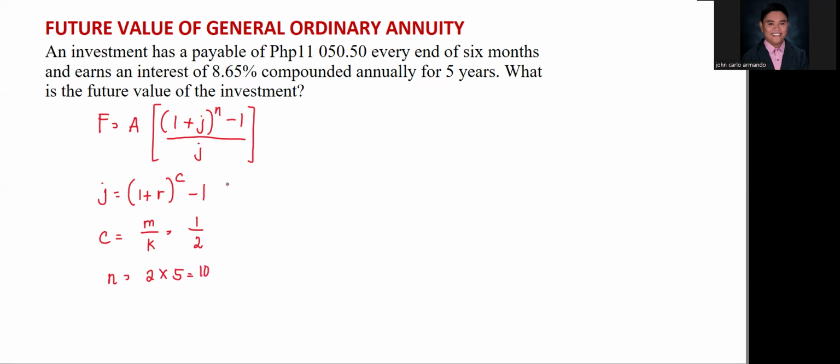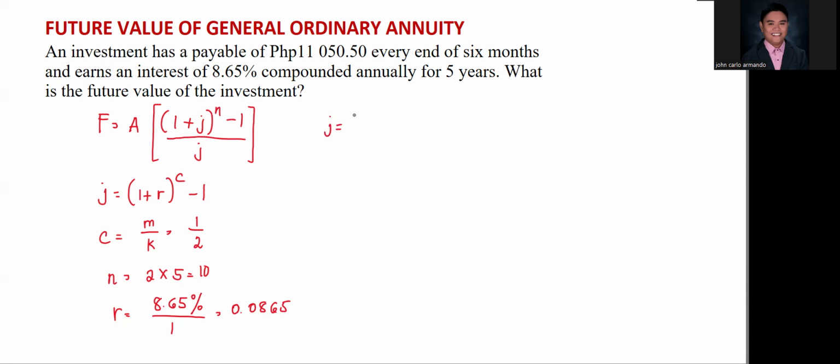Also, we need to solve for the R here. R is the percentage per compounding period. So the formula is the rate, the given rate, 8.65%, divided by our compounding period, which is M. And that is equal to 1. So we have 0.0865 in decimal.